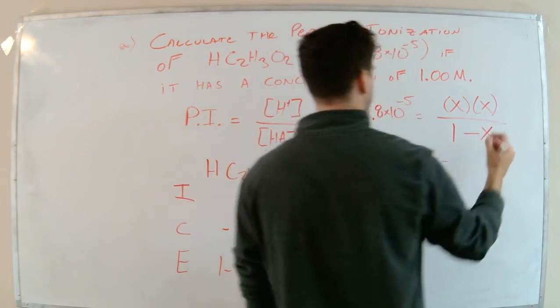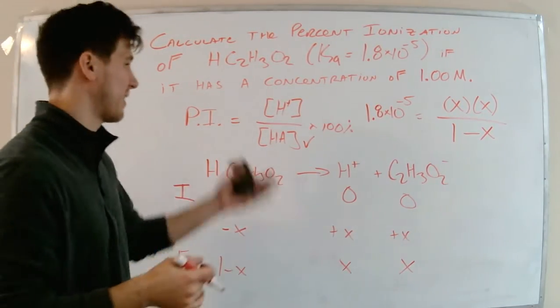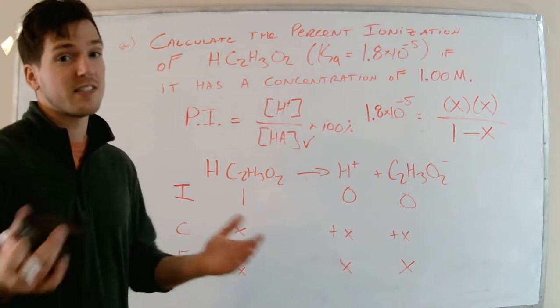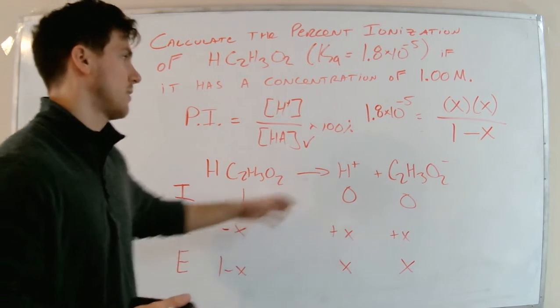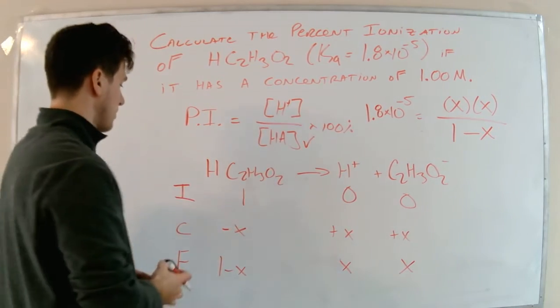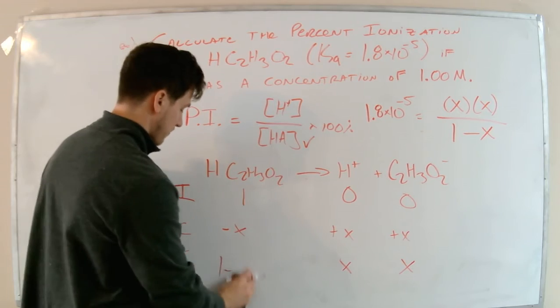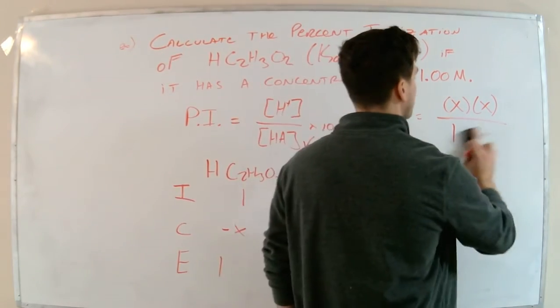And then you start thinking, this would be really hard to solve for X if I had to multiply 1 minus X over to the other side. So let's see if we can assume that the change in X for our reactant is 0. Ka is really small, so it's not really going to dissociate a whole lot. So we could just assume this X is 0 and just make our equilibrium concentration 1. So let's go ahead and do that. It makes it a lot easier for us.